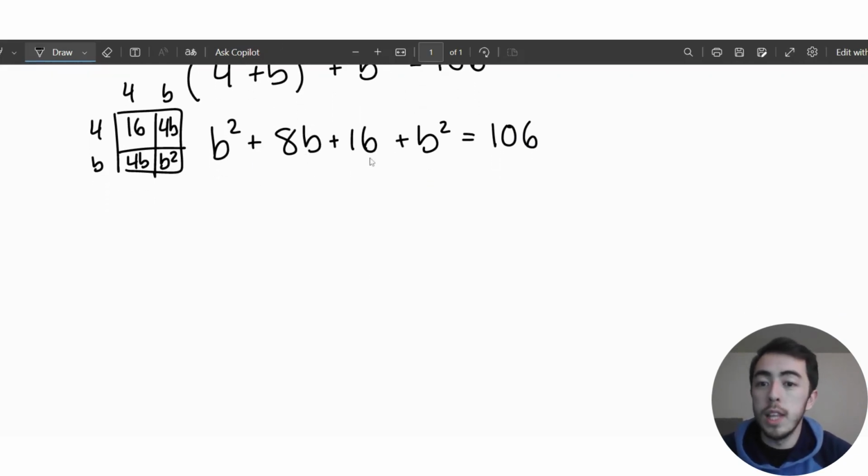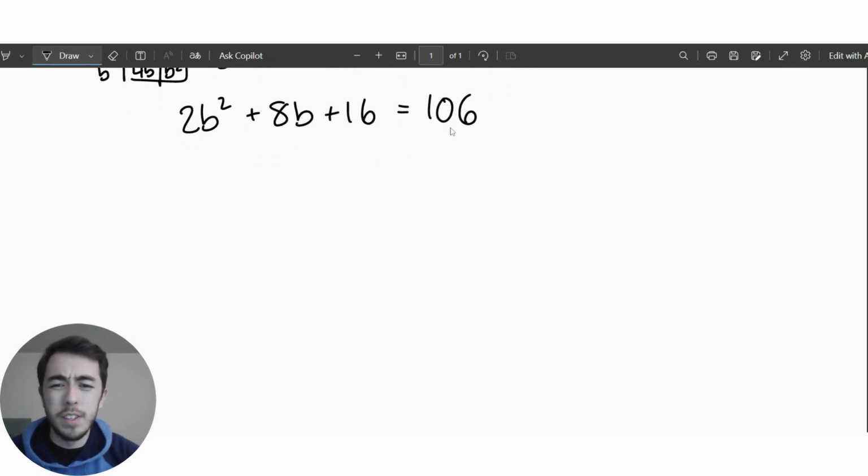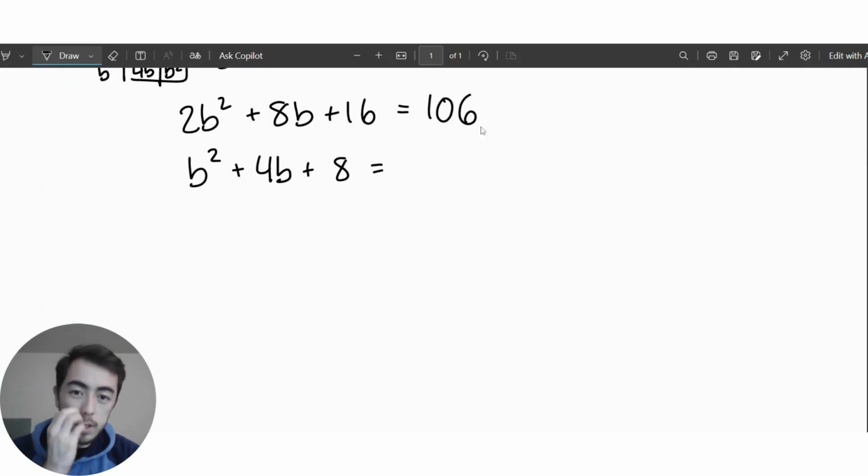To combine my like terms, I have two of these b squareds. So I can just call that 2b squared, and I'll keep all the other terms the same. Well, now it looks like we're solving a quadratic equation. The first thing I'll do is just divide everything by 2. All of these are even numbers, so I could just divide both sides by 2 before I start worrying about how to solve quadratics. Let's see, 106 divided by 2 is 53.